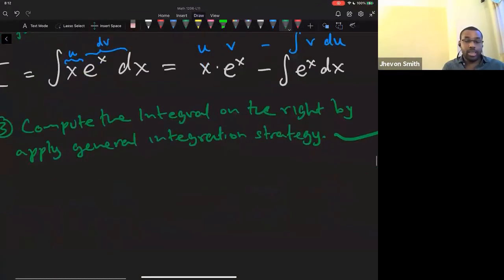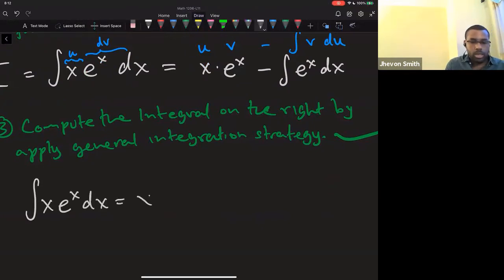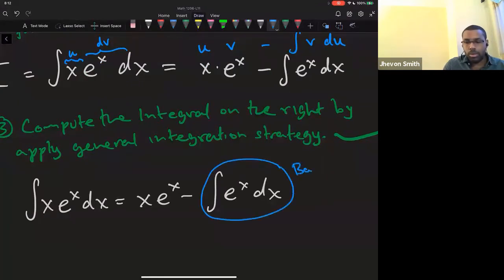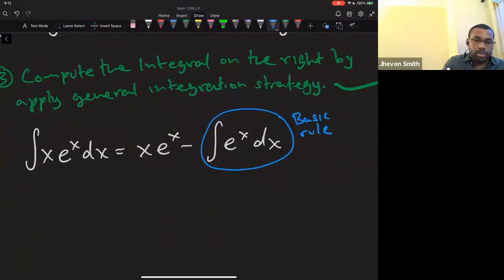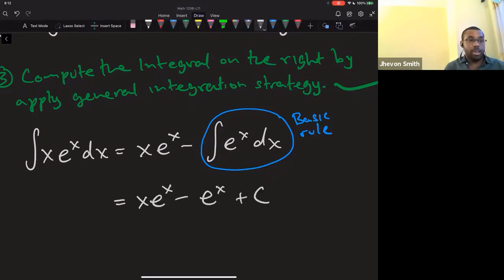And in this case, it is, because you'll notice that here, a basic rule can deal with this guy. It's the basic rule. That's one of the guys we have memorized. So this is going to be x e to the x minus e to the x plus c. And that's going to be your answer.